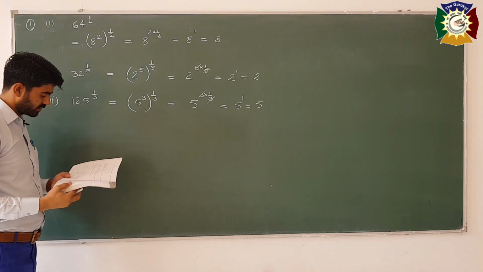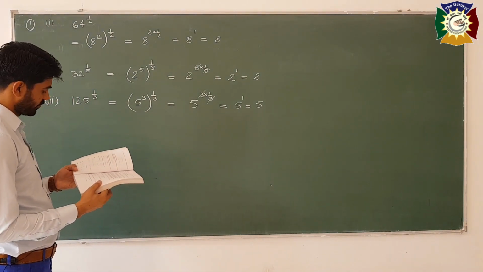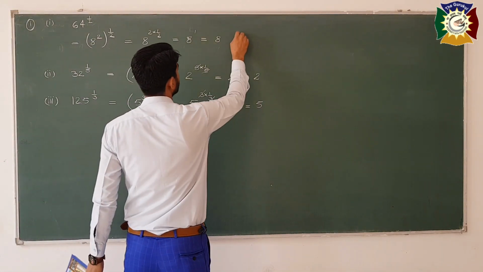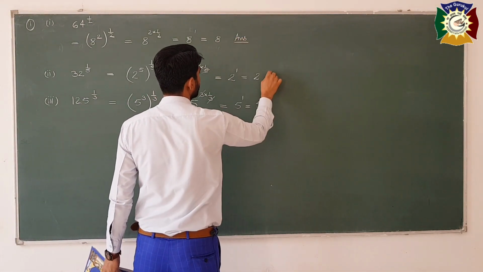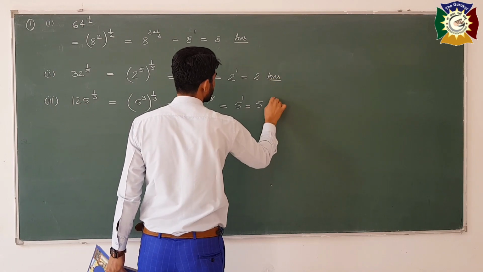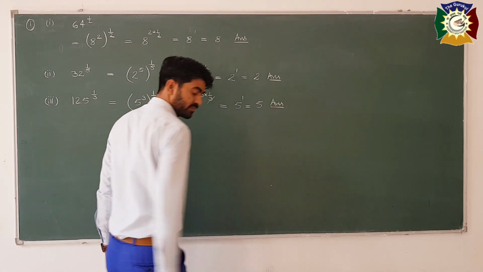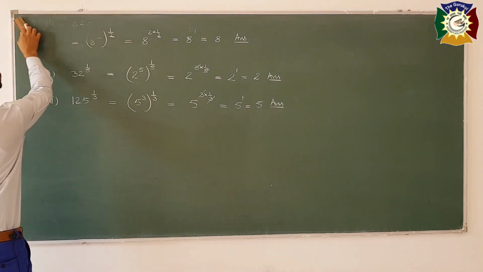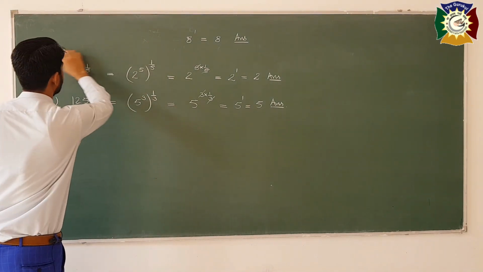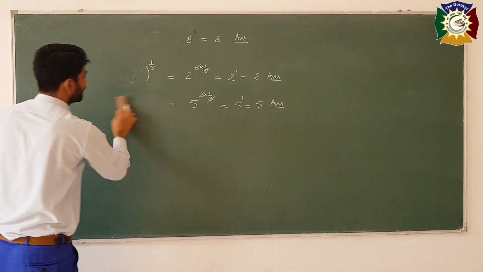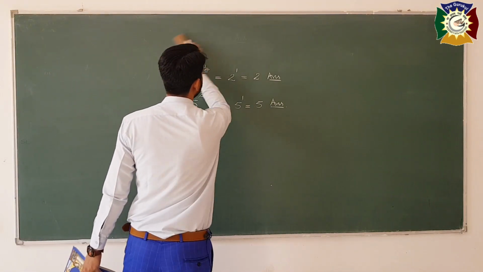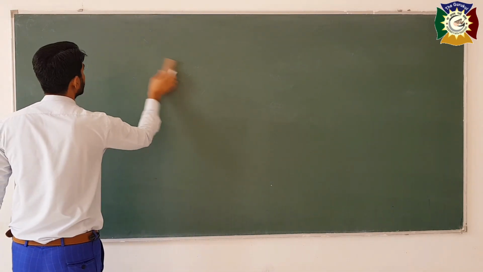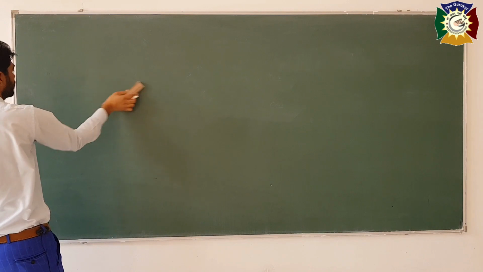So this is all in question number 1. So these are the answers. Part 1 answer is 8, part 2 answer is 2, part 3 answer is 5. Now we'll see question number 2. This exercise is very easy, so you can practice extra questions from other books.